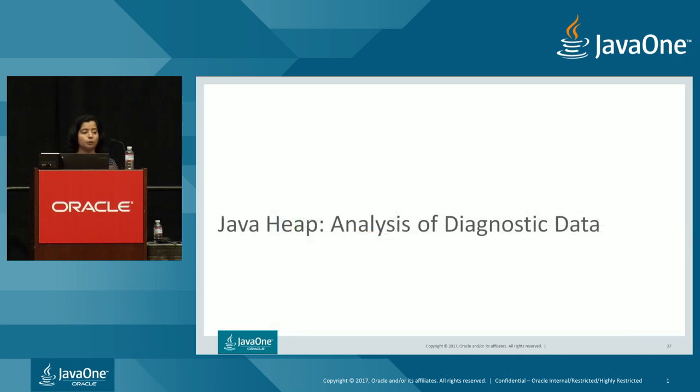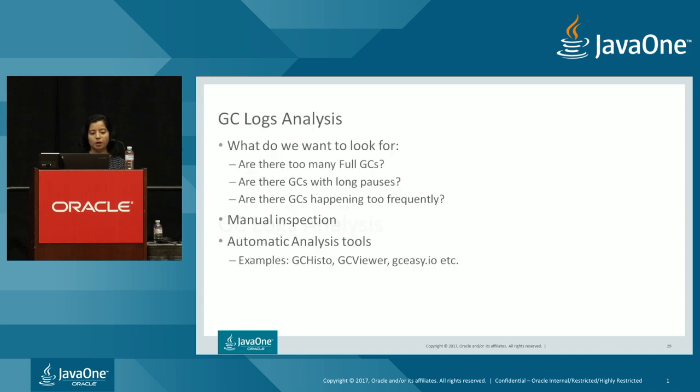Once we have collected data, we have GC logs, heap dumps, and histograms, which tools should we use to analyze that data to see what kind of memory problem I'm encountering? First, GC logs analysis. In the GC logs, what do we want to look for? We want to see if there are too many full GCs, if those GCs have long pauses, and if those GCs are occurring too frequently. We can do manual inspection of the GC logs, or there are automatic analysis tools available, which we can use to understand what's wrong with my memory configuration, or why these GCs are occurring too frequently, or why they are taking too much time.